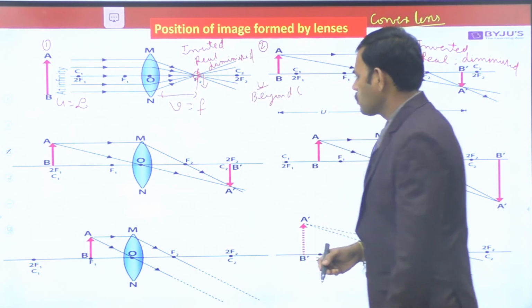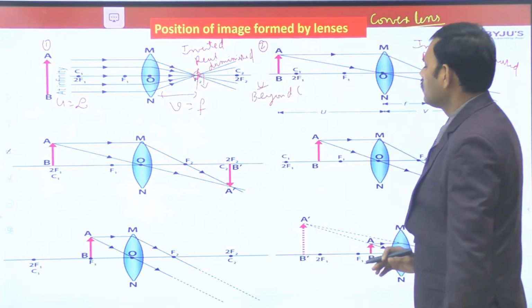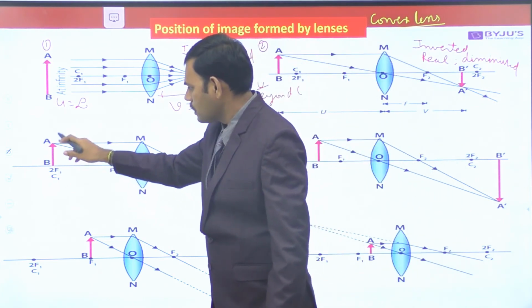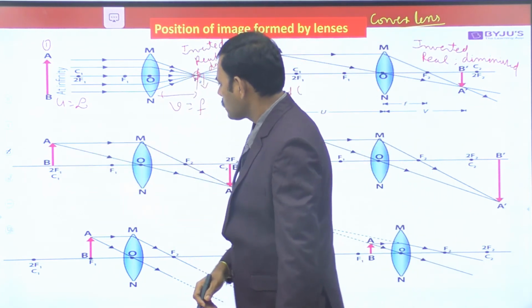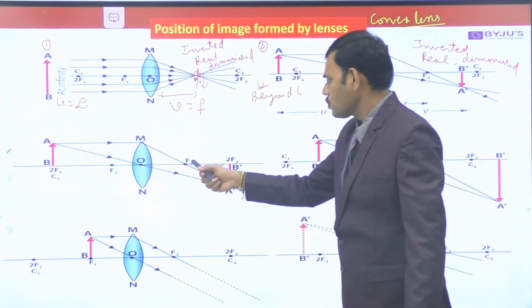And comes the third case. Now the object moves further close to the lens so that it is kept exactly at the center of curvature. Let the object be at the center of curvature. By drawing, the paraxial light ray passes through the focus.